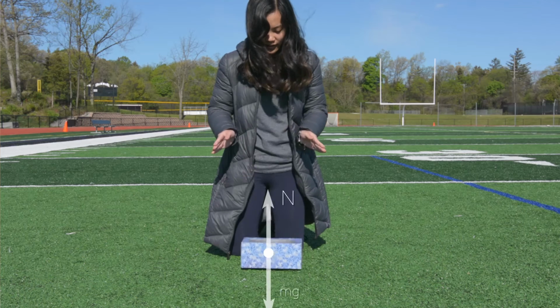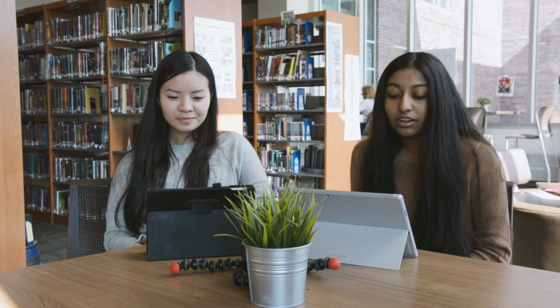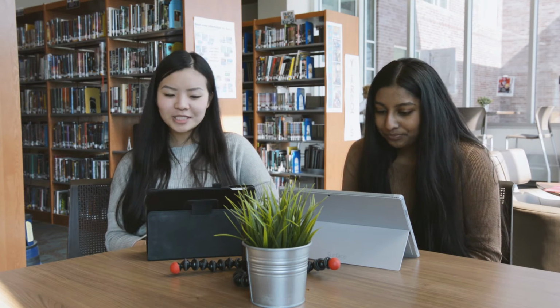Here, a box is initially at rest. However, since Earth exerts the force of gravity on all objects in its atmosphere, all objects accelerate towards the ground, including the box. Without the force of gravity being exerted on it, the box will simply stay at rest after the hand releases it.